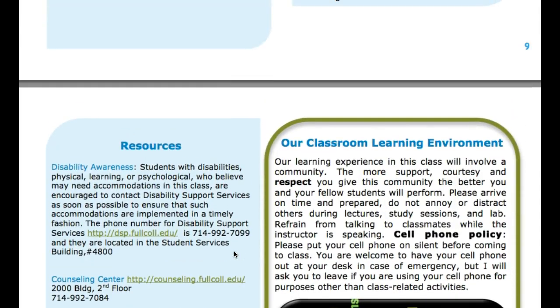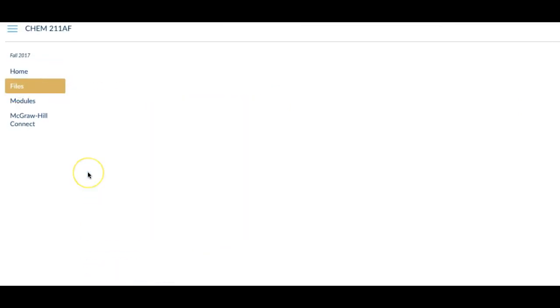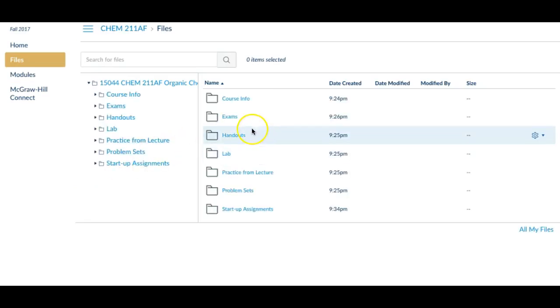Before we move on, let's take a look at Canvas and Connect. So let's look at Canvas first. Canvas, even though it has this CRN number at the top, this is for both sections, and there's really only a few tabs we need. So you have a reminder of my office hours. We have a Files tab. All right, so we have exams, handouts, labs, etc. This is where you'll find your startup assignments that you're going to complete before we lecture on that topic. And we have handouts already there if you want to take a look at those.